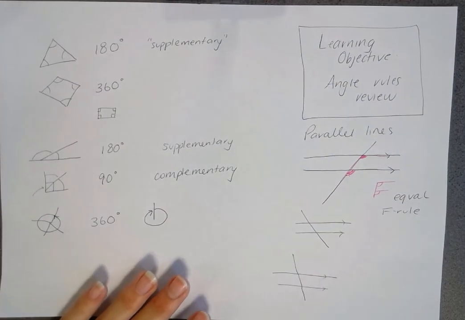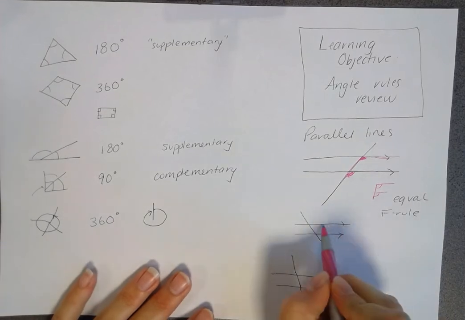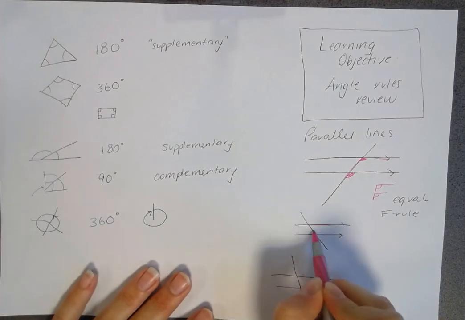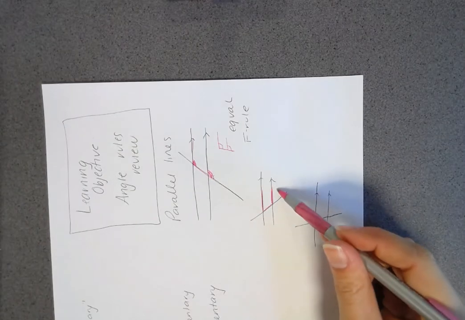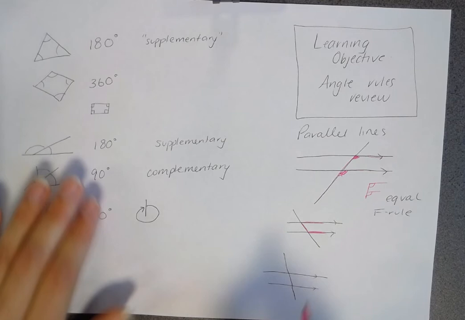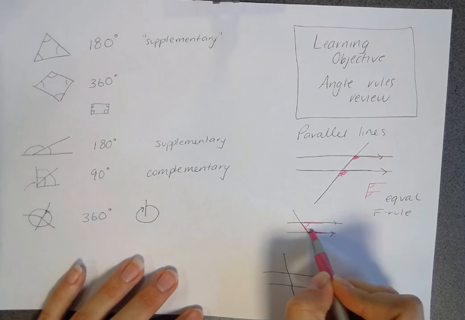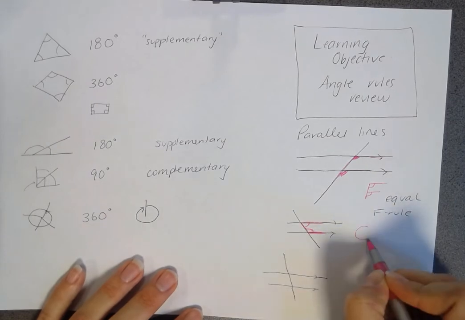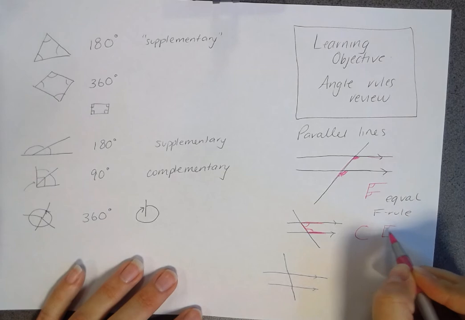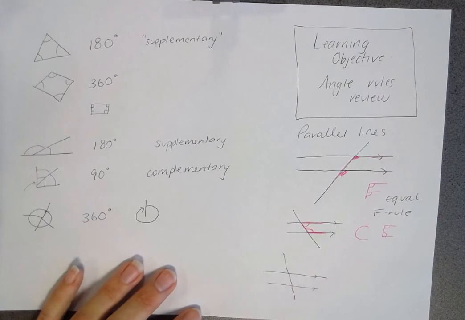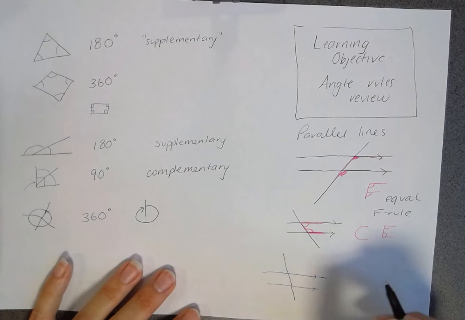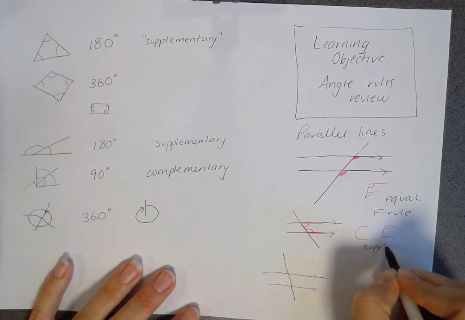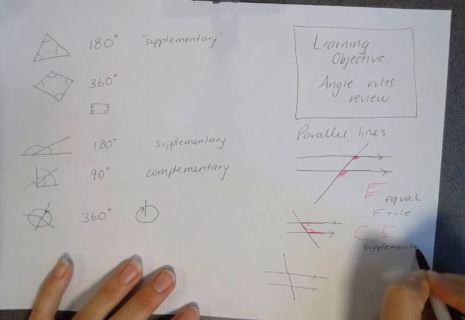We can also have a look at different ones like a C shape. We've got this and this and this, or sometimes you see it as the U rule. If we turn it on its side, it is now the U rule. And we are looking at angles inside that C shape. So if we had to make it look like this, it's these two angles here. And these angles are supplementary. They add to give 180 degrees.